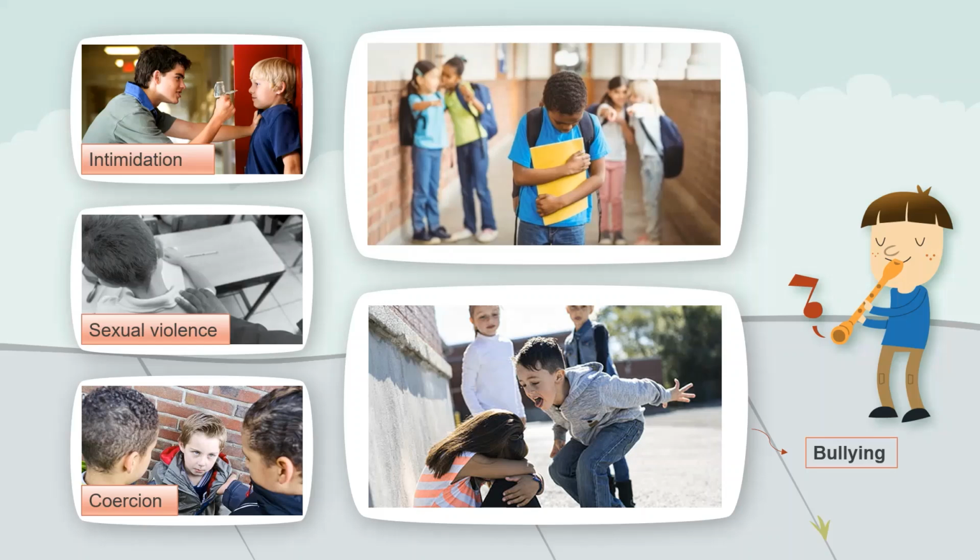6. Coercion. It is a form of violence similar to the threat, since it involves forcing a person to perform a certain act against their will and sometimes to the detriment of themselves or third parties.